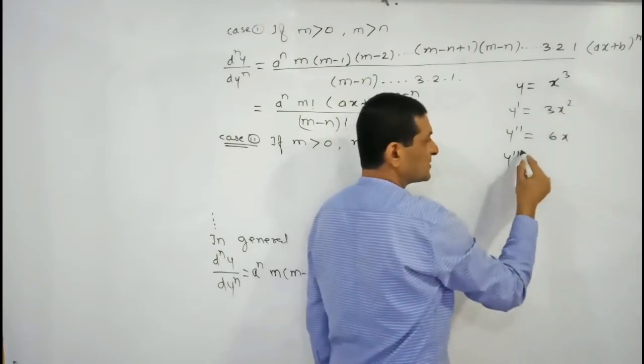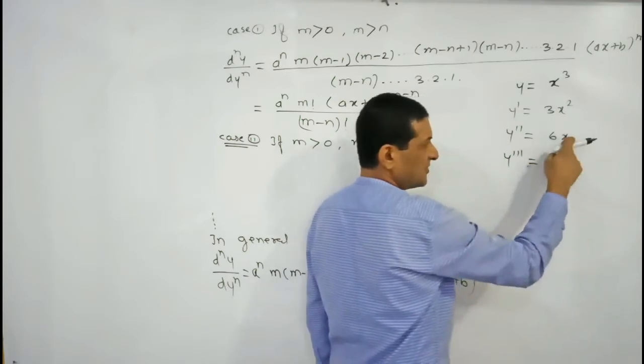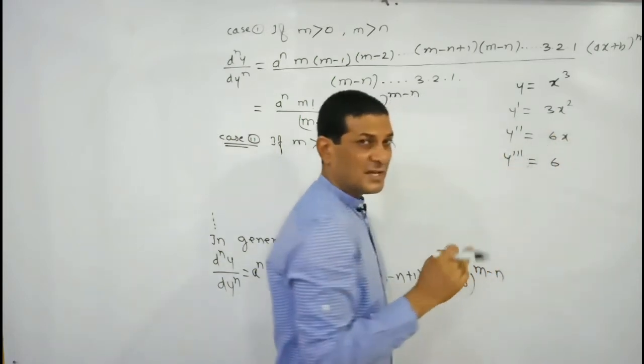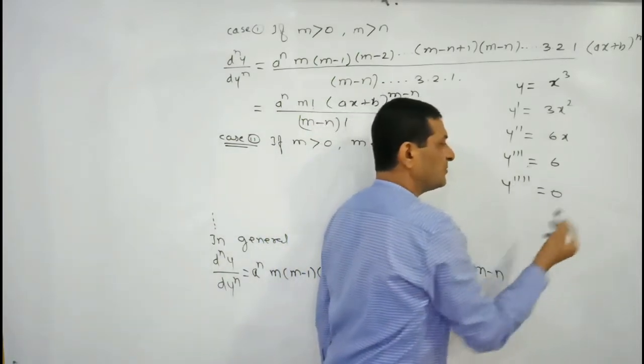Now find out its third order derivative. Can I say that the third order derivative is 6? The derivative of x is 1, and 1 into 6 will be 6. Now what will be its fourth order derivative? Can I say that the fourth order derivative will be 0?